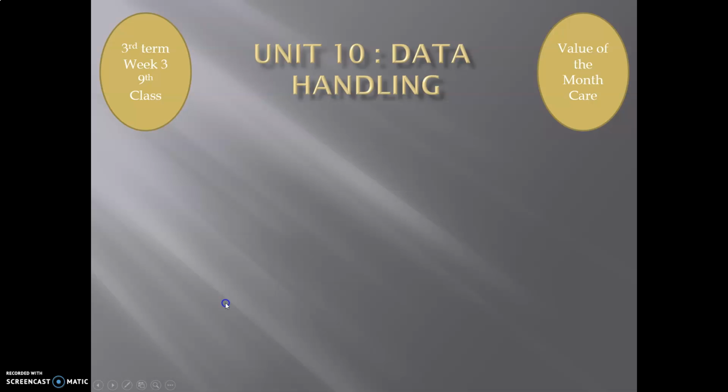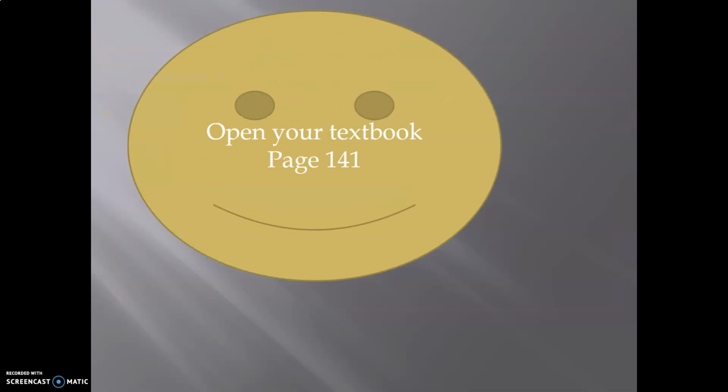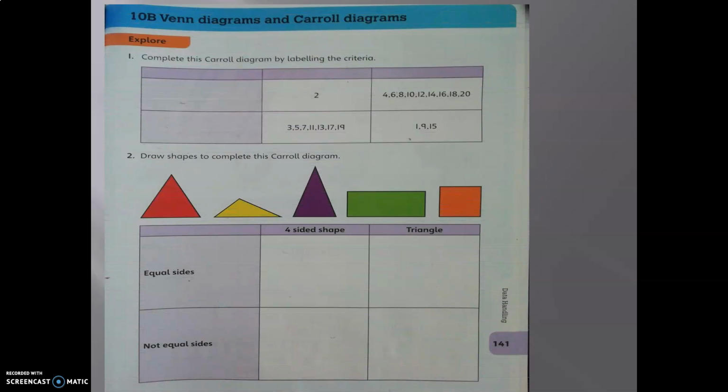Our objective today is to revise more and practice more on classifying the data in a Carroll diagram. Please open your book, page 141, the textbook. You can see that we have two questions on a Carroll diagram.